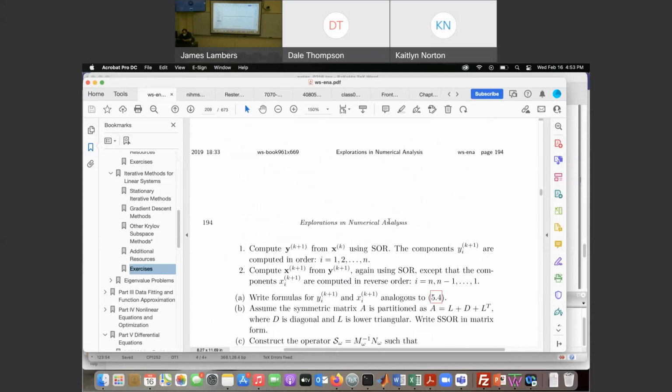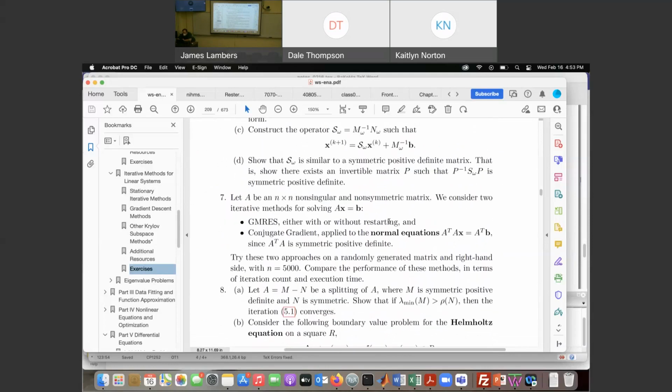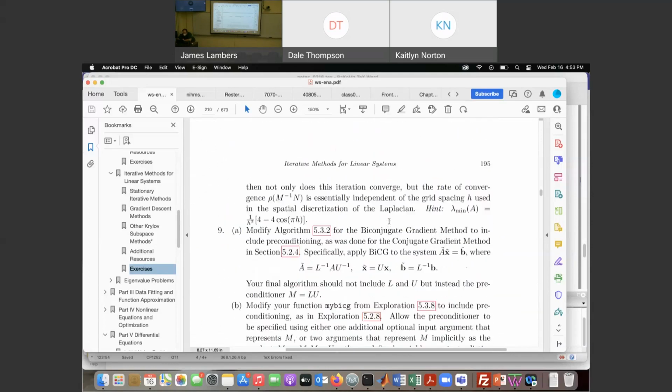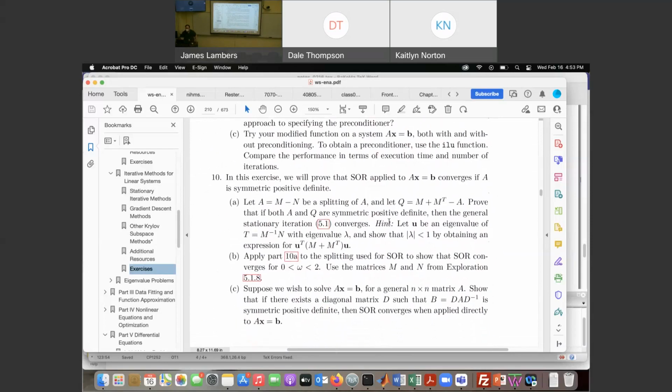I have something here I want to mention. Where did I put it? Okay. If A is symmetric, positive definite, then SOR is guaranteed to converge. And since Gauss-Seidel is just SOR with omega equal to 1, Gauss-Seidel will converge for symmetric, positive definite matrices as well.